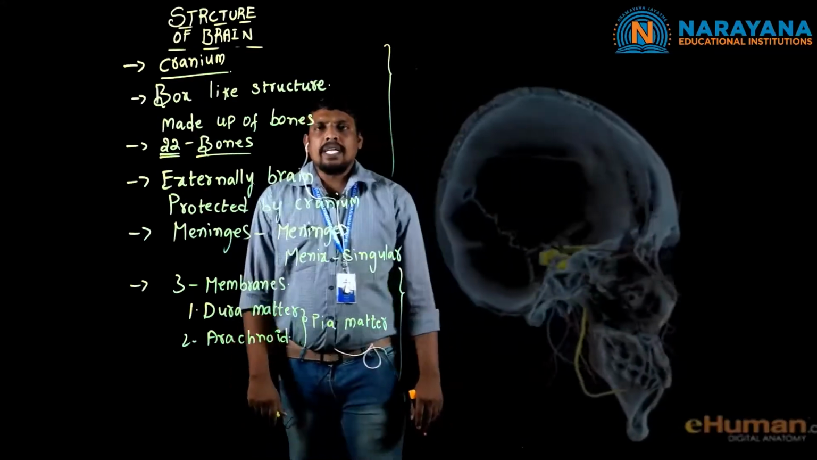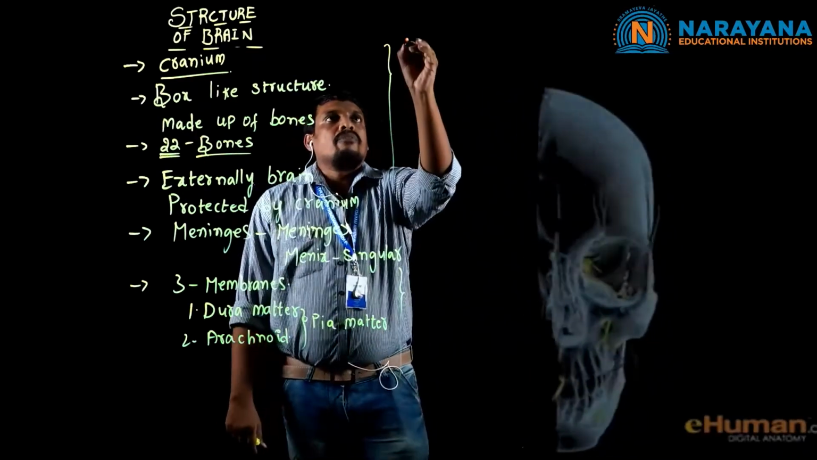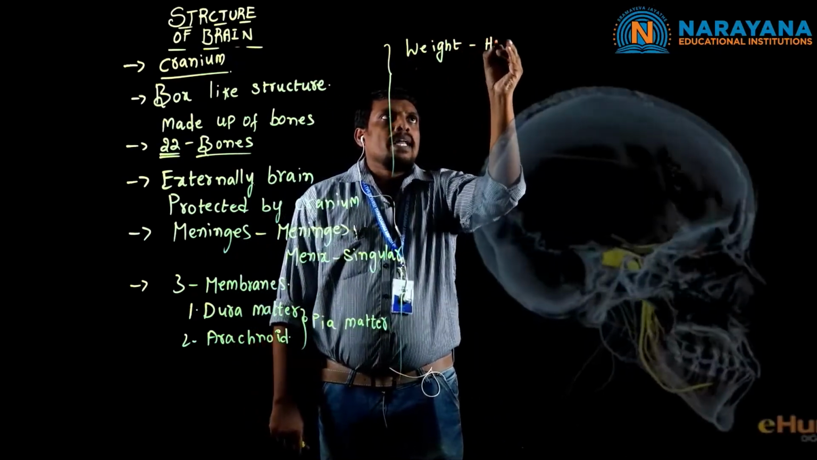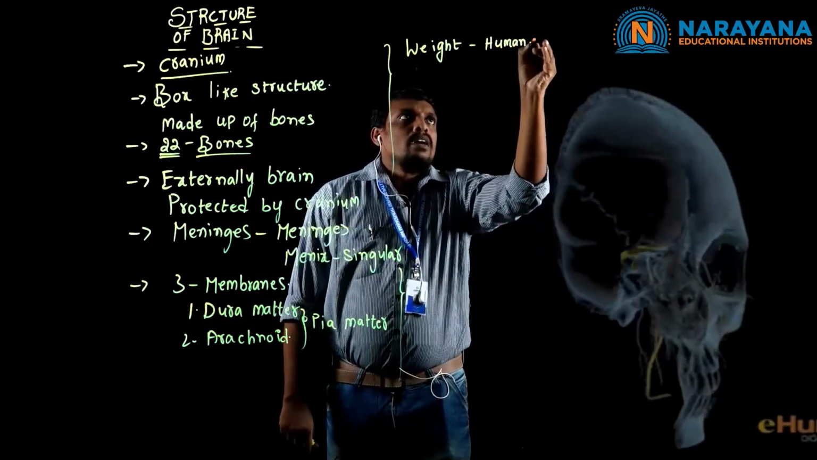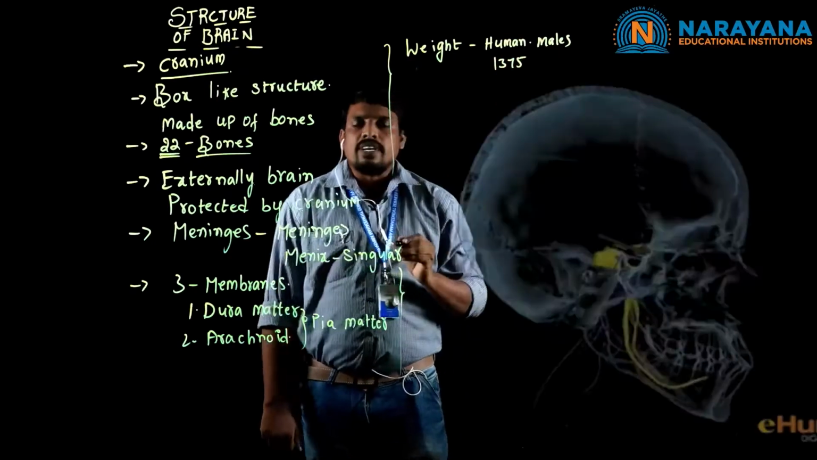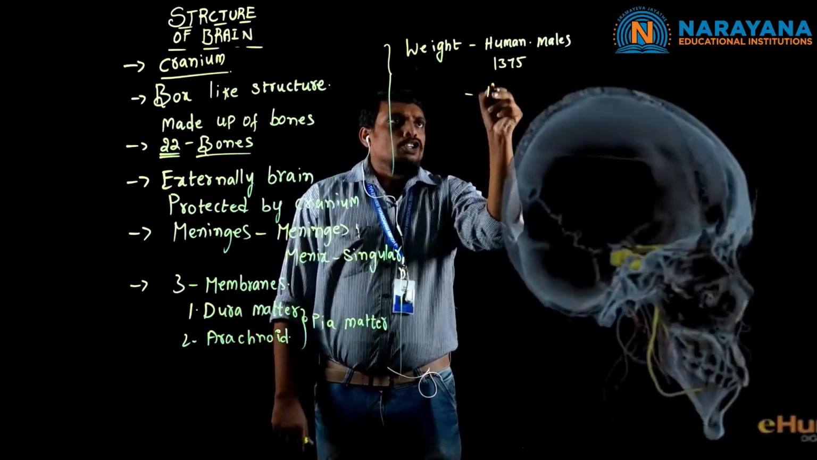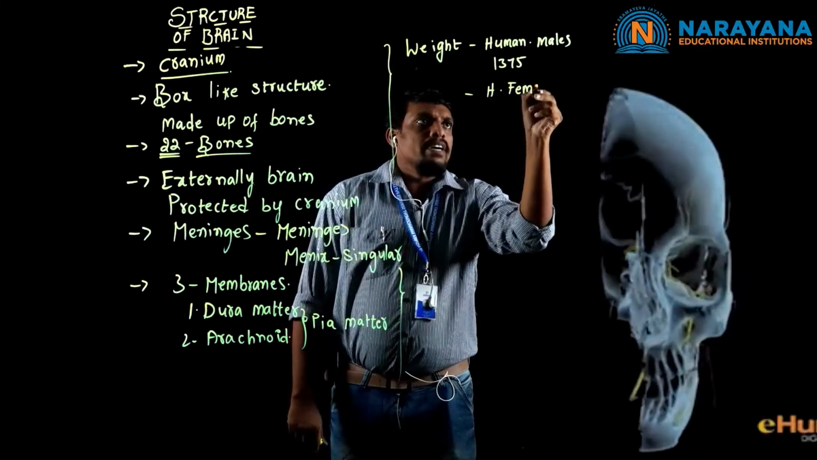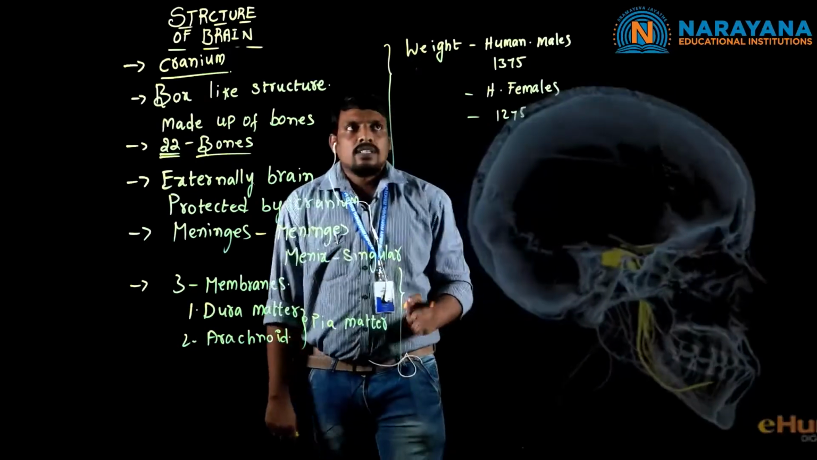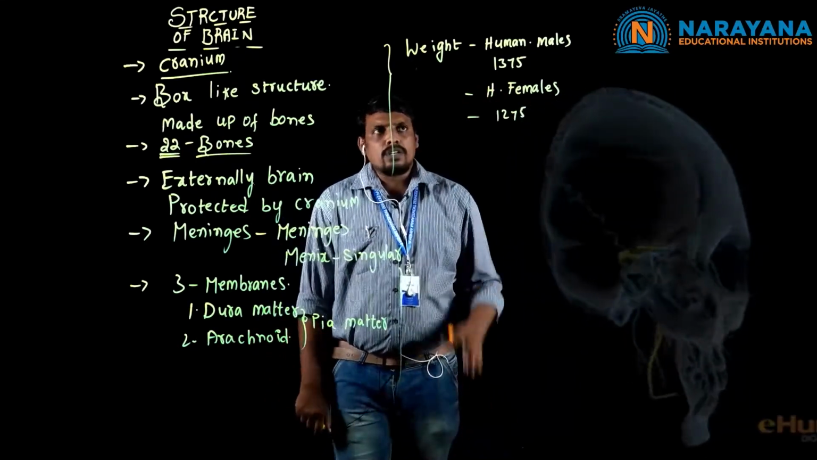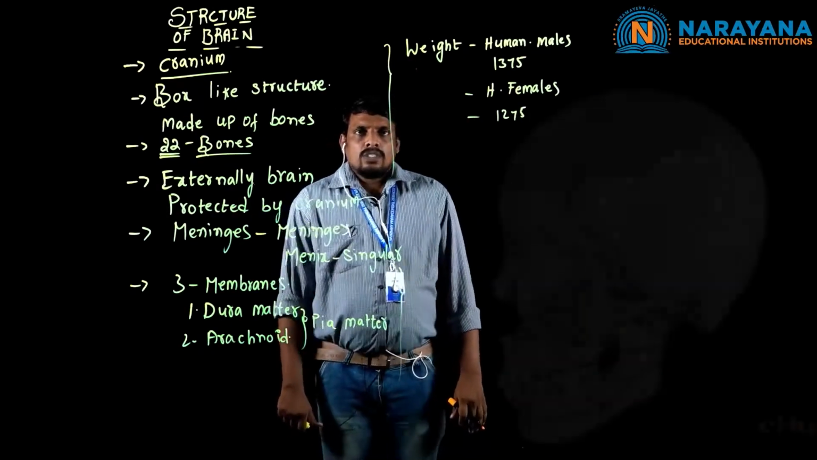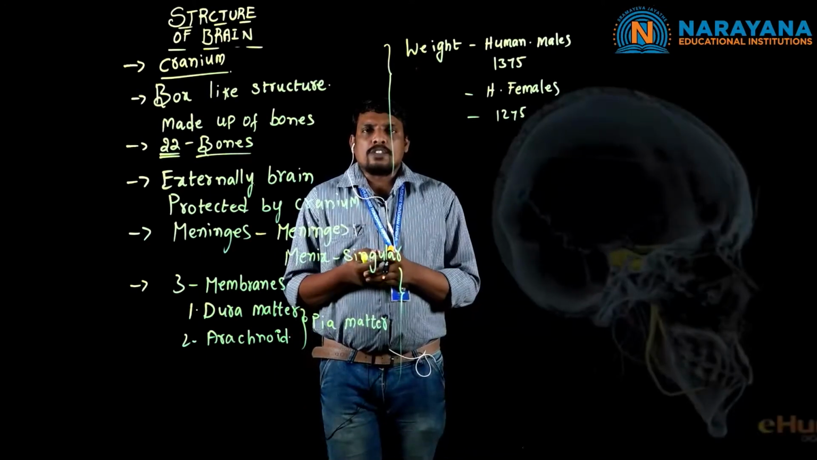Do you know the weight of a brain? The weight of a brain varies in human males and females. In human males, the brain weight is 1375 grams, whereas in human females, the brain weight is approximately 1275 grams. These are standard measurements. There is no change in it. So this is the weight of a brain. Clear?